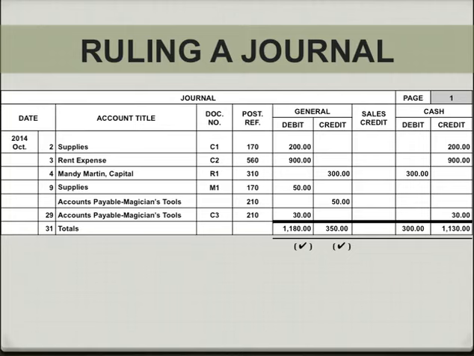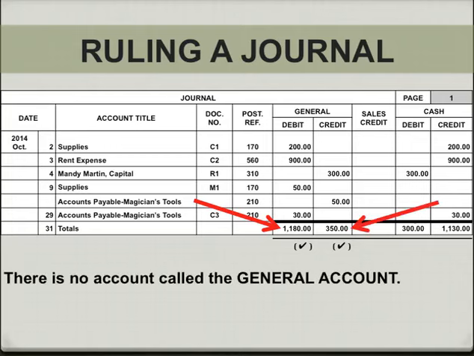In this example, the general debit total is $1,180, and the general credit total is $350. There is no account with the title General. Therefore, the general debit and credit column totals are not associated with any particular account. They are simply column totals. After each individual amount has been posted from the general columns to the appropriate account, a check mark in parentheses is placed under the column total. Check marks in parentheses indicate that the general column totals are not posted to an account themselves. Rather, the individual entries inside of them were posted individually.